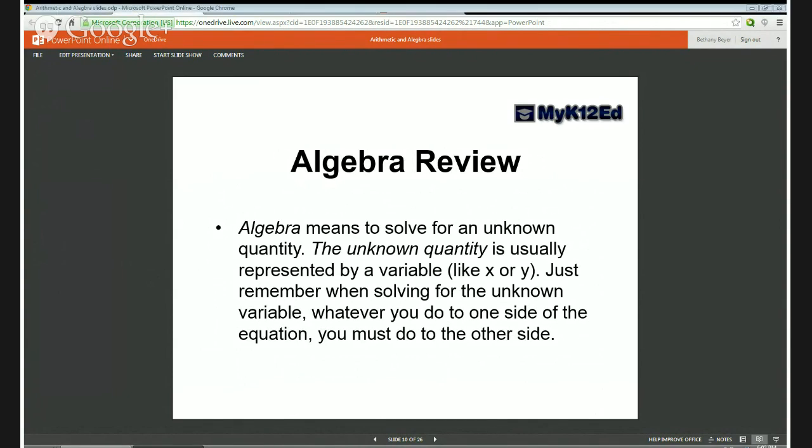So just remember, when solving for the unknown variable, whatever you do to one side of an equation, you must do to the other side. That's the golden rule of algebra. So if you do something to one side of the equal sign, you have to do the same thing to the other side.